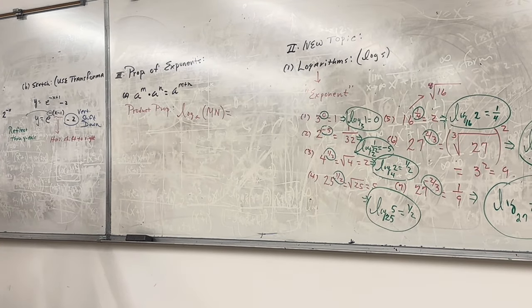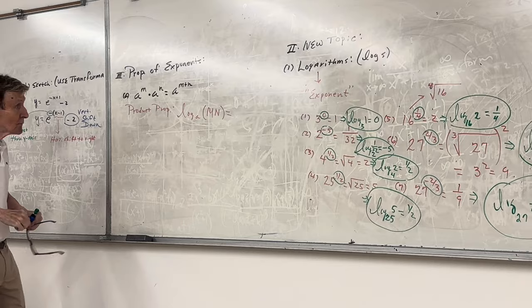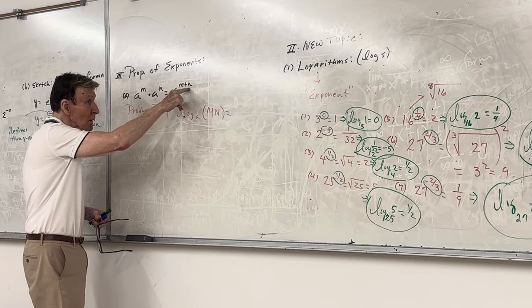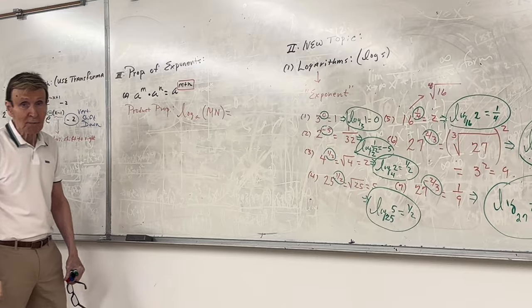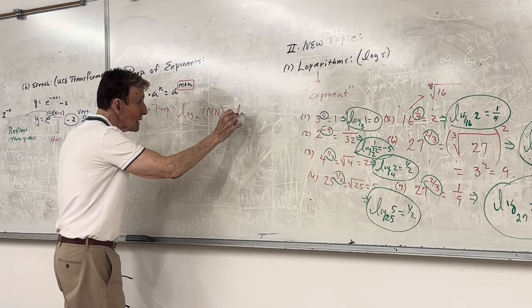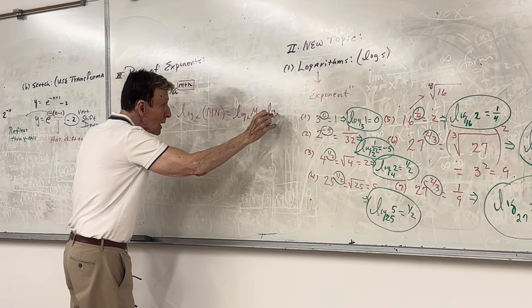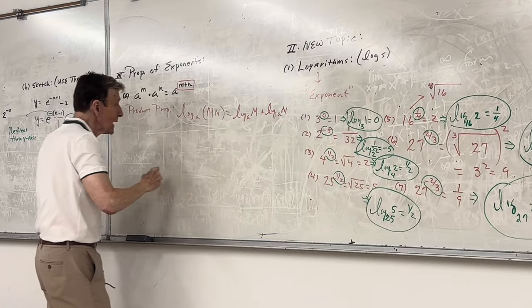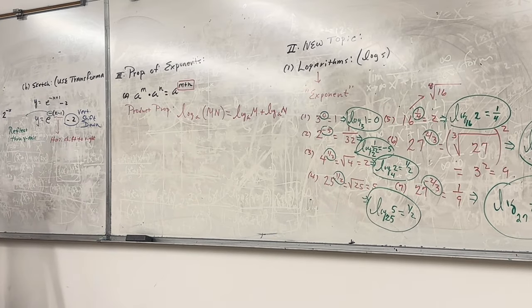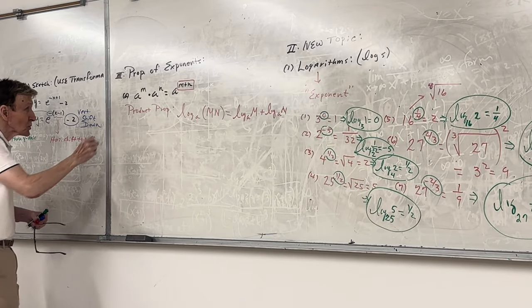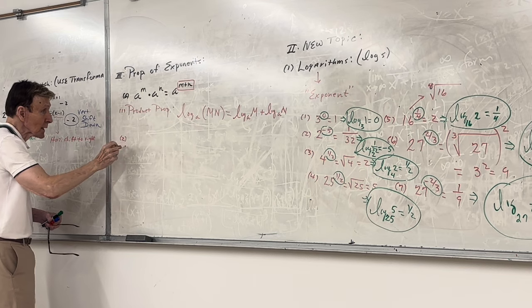Can anyone tell me, based on what you did back in middle school, what we're allowed to do here for a property? The log of a product should be this what? What did I do with the exponents up here? These are exponents, I add them. That means I can now rewrite this as log base a of m plus log base a of n. And they identify that as the product property. I'm sure you've seen this somewhere. Call this number 1. There's 3 properties, and we're gonna take a break.